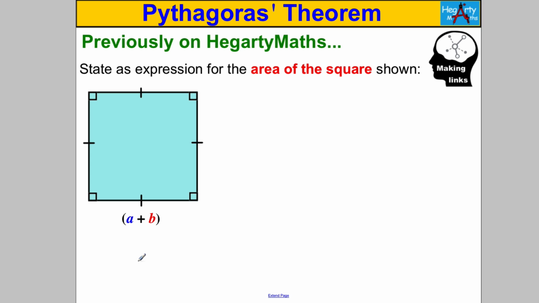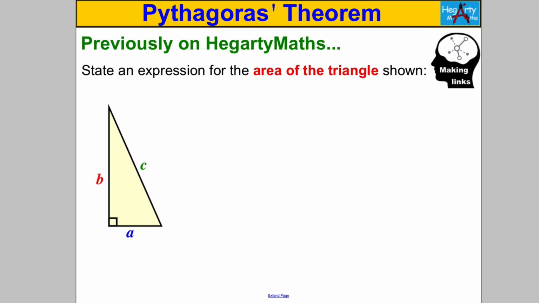What about this one here? State an expression for the area of this square. It's got side a plus b. Well, it would be a plus b multiplied by a plus b, wouldn't it? Which we write as a plus b all squared. That would be our expression for the area of something like that.